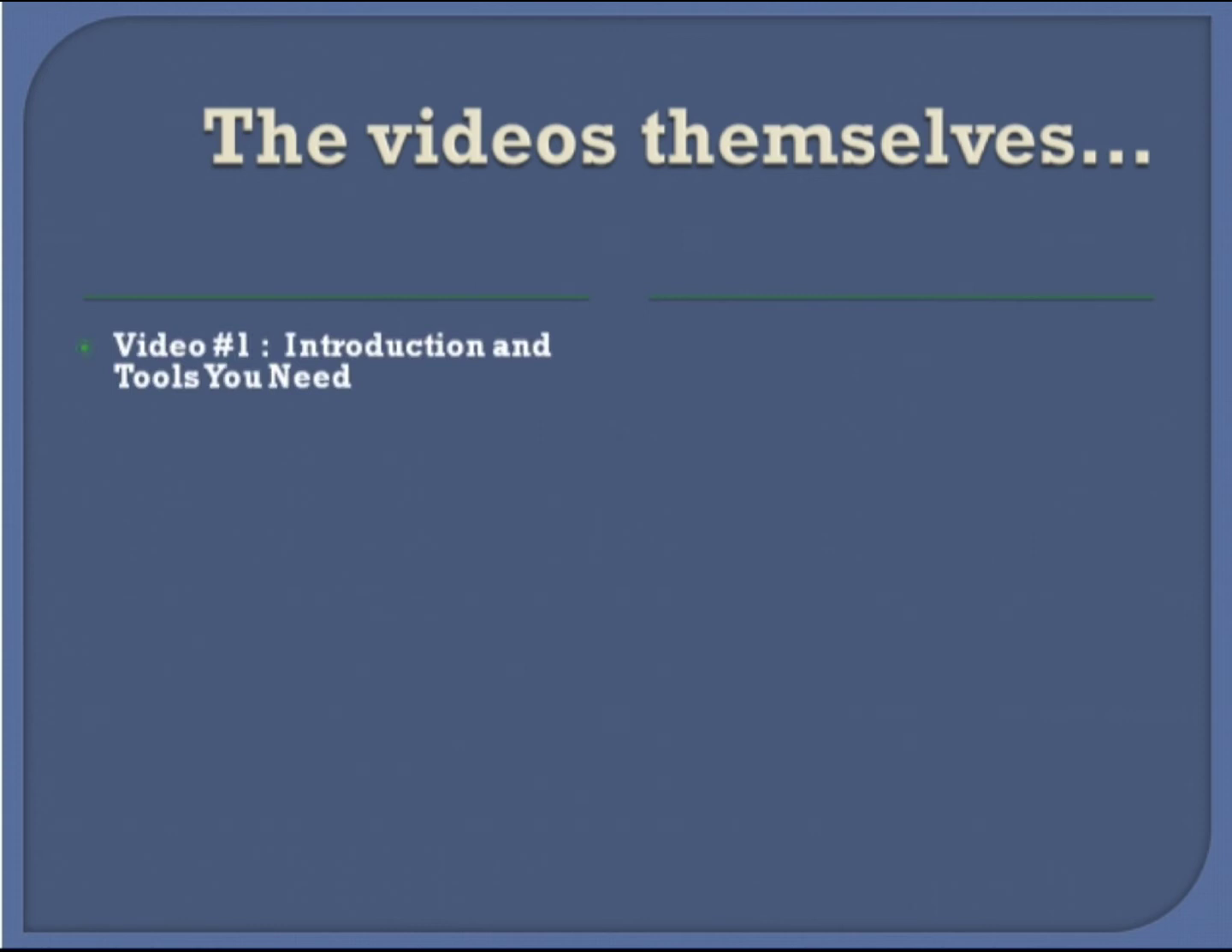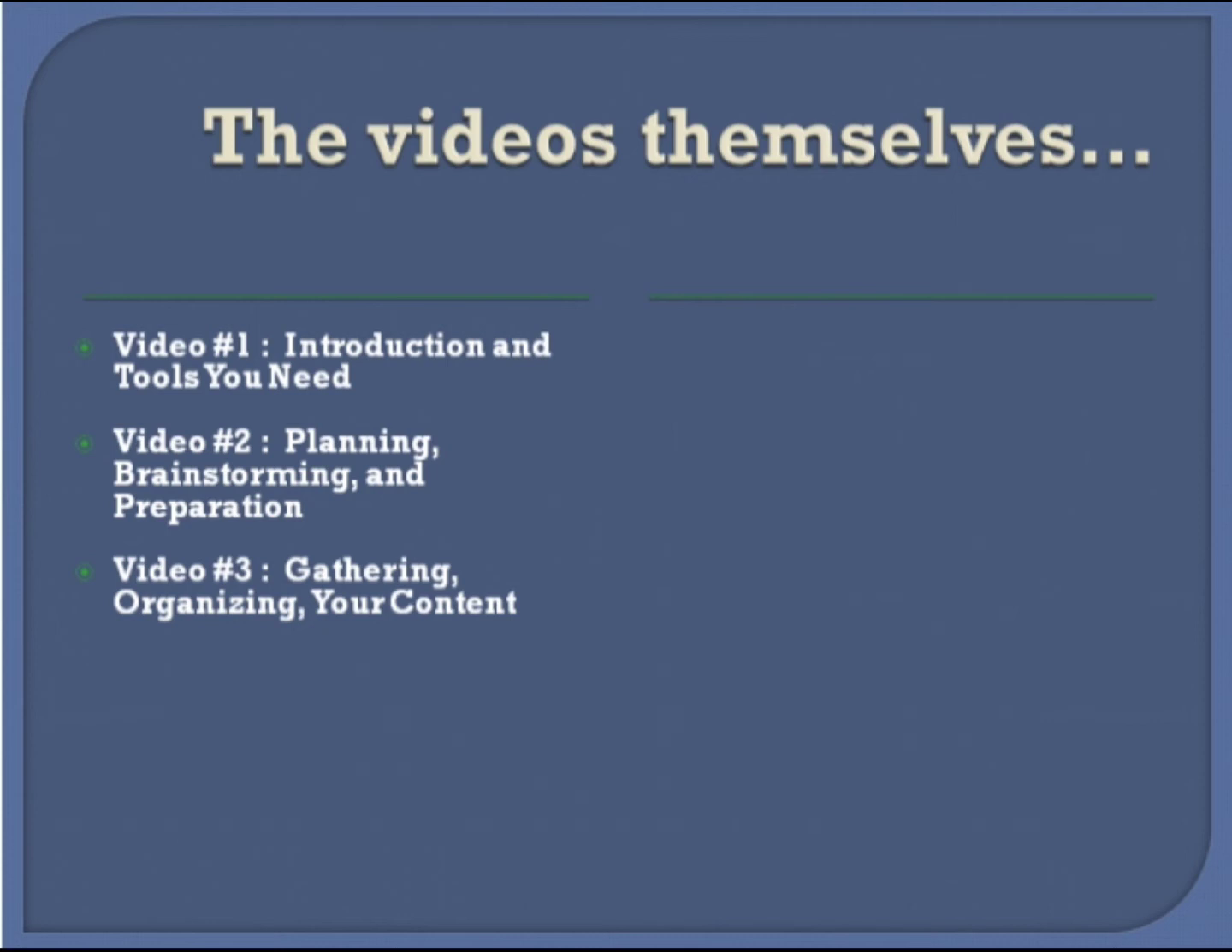Video number 1 is the introduction and the tools that you need. We're going to talk about basically an overview of you getting into the right mindset before we start the video course. And we talk about the tools that you're going to need, and of course a quick overview of the video series as a whole. And video number 2 is all about planning, brainstorming, and preparation. It's important to plan and brainstorm what your fixed term membership site is going to be about before you actually implement it. From that point, we move on to video number 3, or step number 3, where we gather all of your content and begin to organize them.